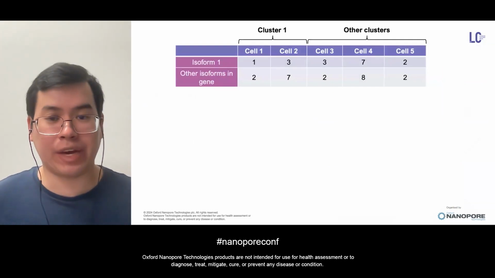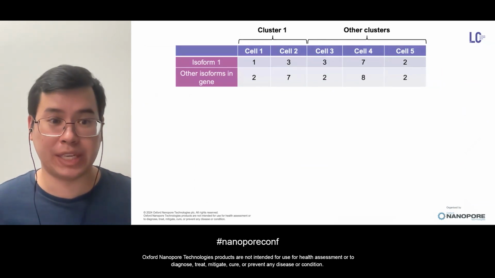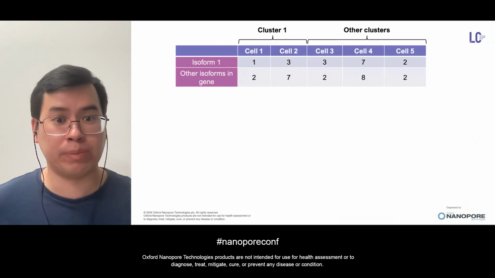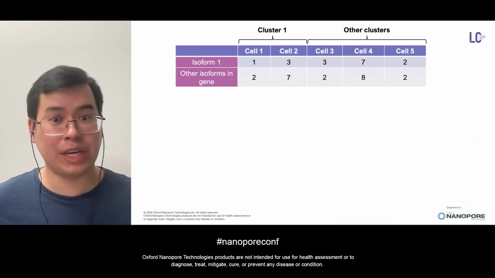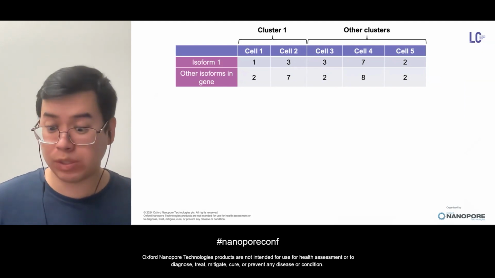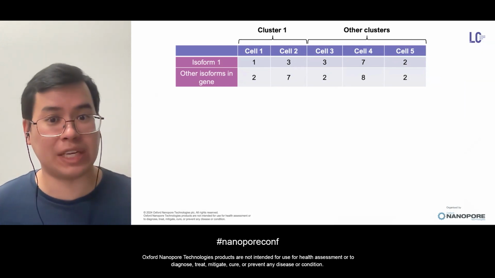When you simplify a counts table down, you can really make it look like this for every isoform in a data set, where you have the isoform that you care about and all the other isoforms in the gene. And they have counts that are separated between different numbers of cells, right? In this case, cells 1 and 2 both belong to cluster 1, and cells 3, 4, 5 belong to some other group of cells.